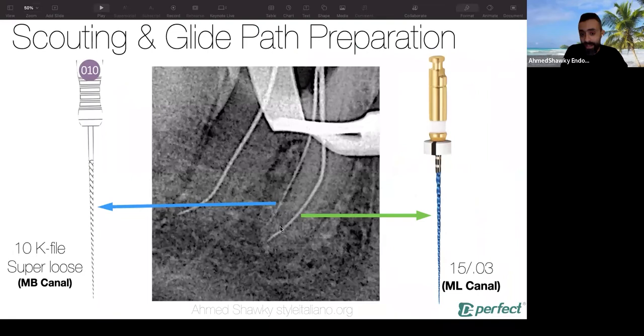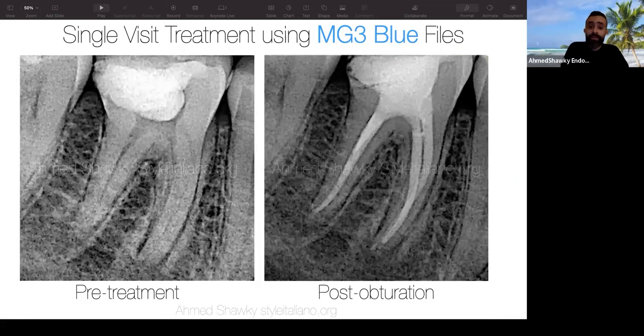And you can see here, I took an X-ray with the glide path file and see how it's taking the anatomy without any transportation, just like the hand file. So this is an amazing glide path file. And here is the post-operation, and we reached already to 3004.